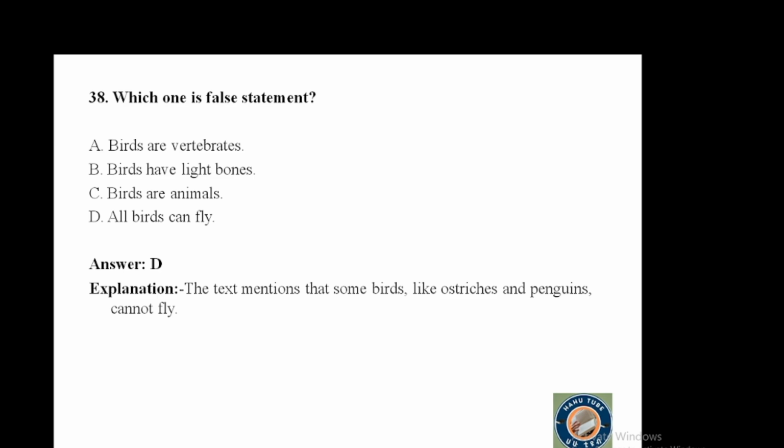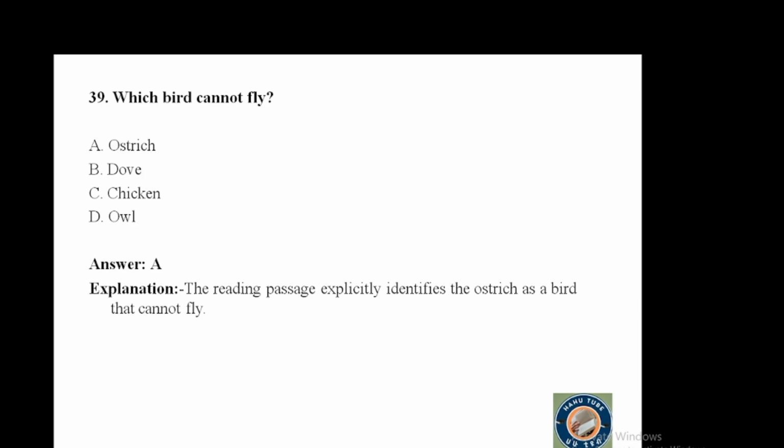Let's go. Question number 39. Which bird cannot fly? A. Ostrich. B. Dove. C. Chicken. D. Owl. If you say ostrich, you are right, because the reading passage explicitly identifies the ostrich as a bird that cannot fly.